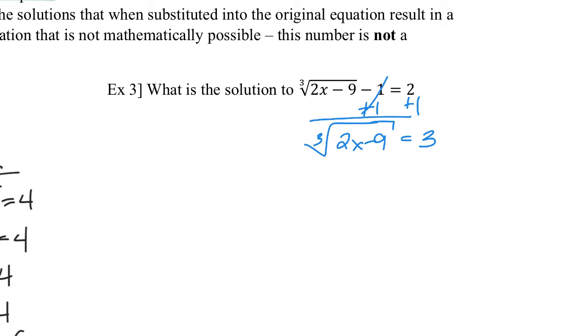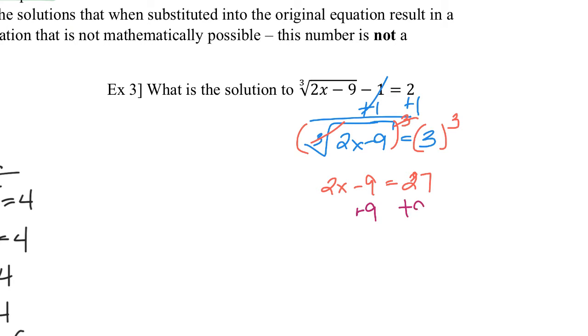Then undo the cube root. The inverse of a cube root is a third power. The cube and the cube root are inverses, so they undo each other. All that's left is 2x minus 9. And then 3 to the third makes 27. Now solve this like a regular equation.